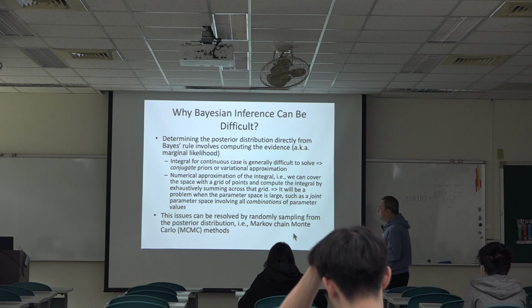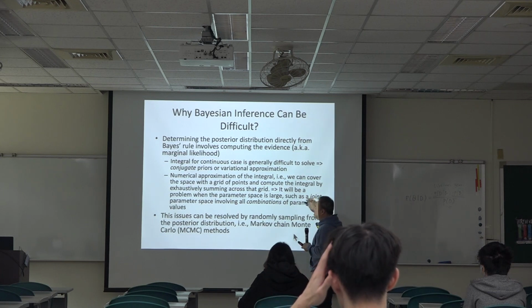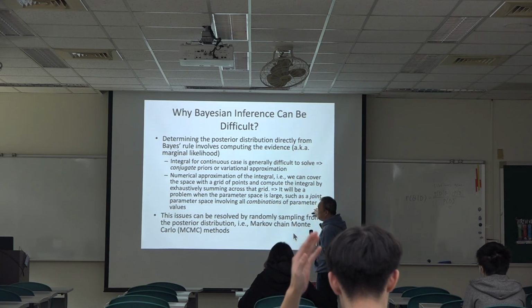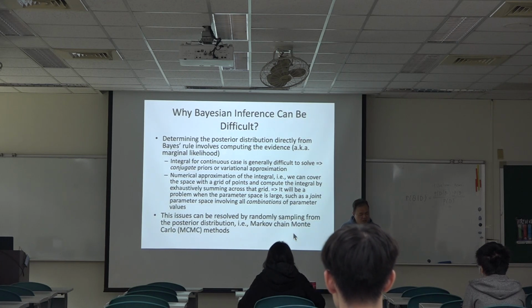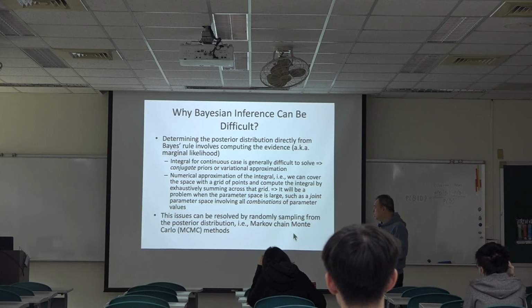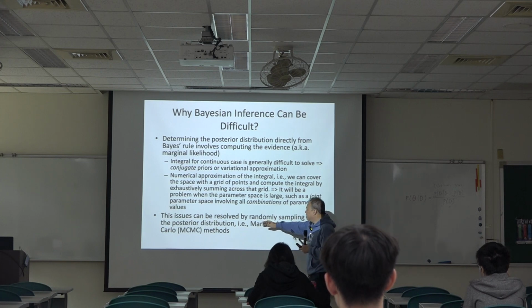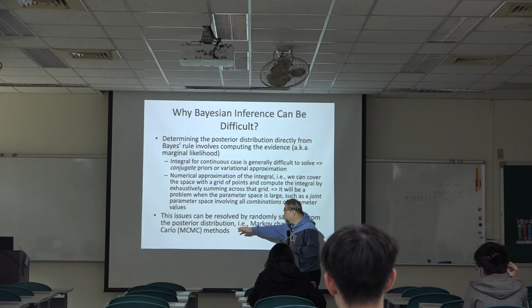Consider the joint parameter space, which involves combinations of parameter values, maybe even 10 parameters, 20 parameters. Even if you only sample 10 points from each dimension, it's going to be huge. So this issue can be resolved by randomly sampling from the posterior distribution.